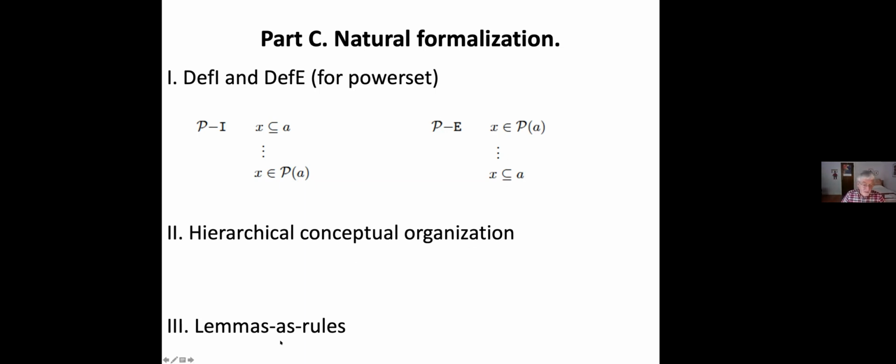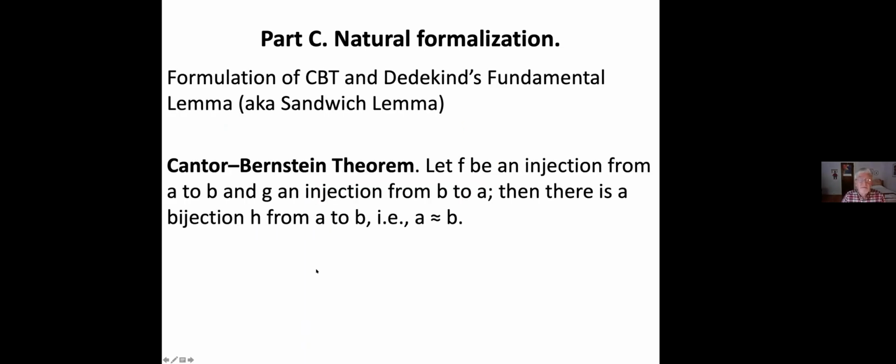And if one does so, one can, in a rather intelligible way, obtain a natural articulation of the proofs of the Cantor-Bernstein theorem and of Dedekind's fundamental lemma. So the Cantor-Bernstein theorem simply says that F be an injection from A to B and G an injection from B to A. Then there is a bijection H from A to B.